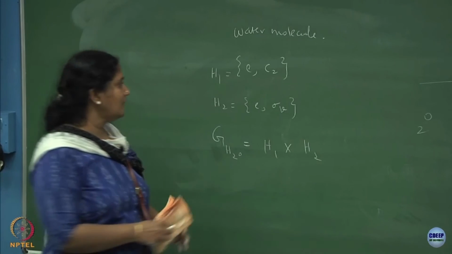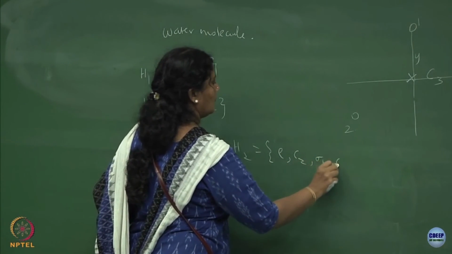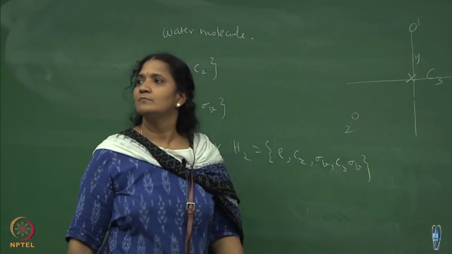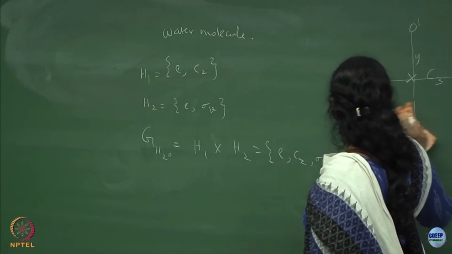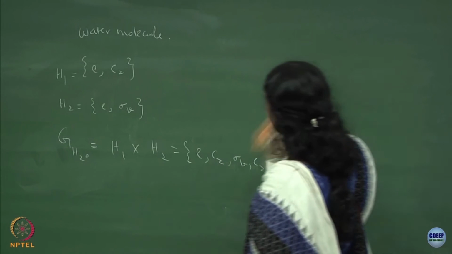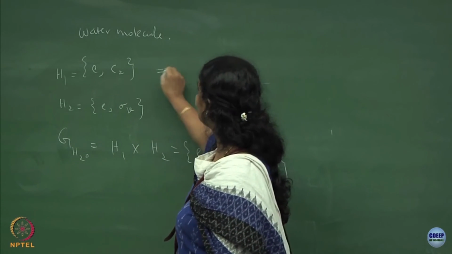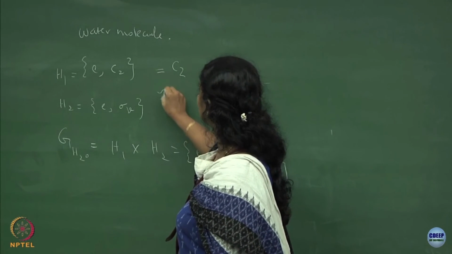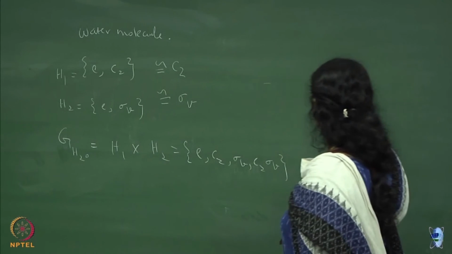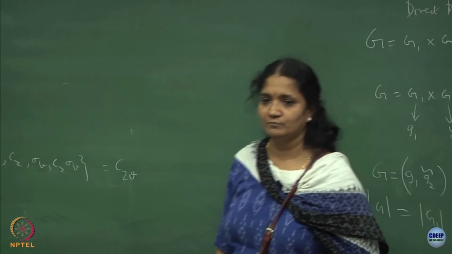How many elements will be there? Okay. And this group, where you take a C2 group, is sometimes called a C2 group, this is called a sigma V group, and this direct product is sometimes shown as C2V. Okay.